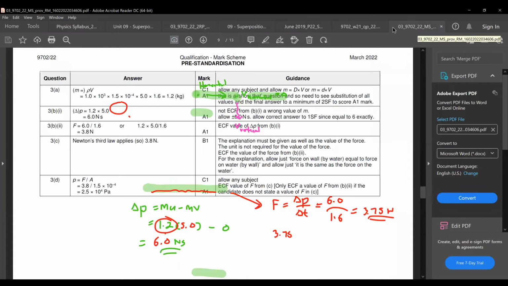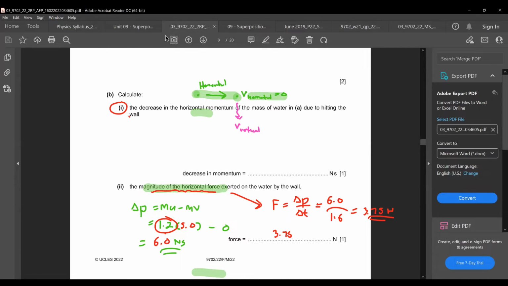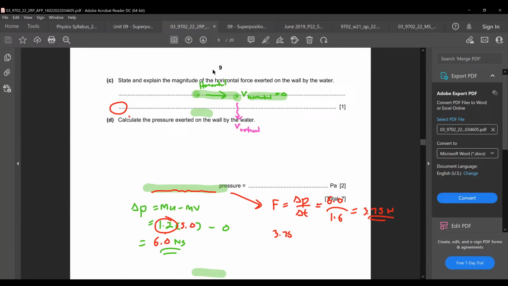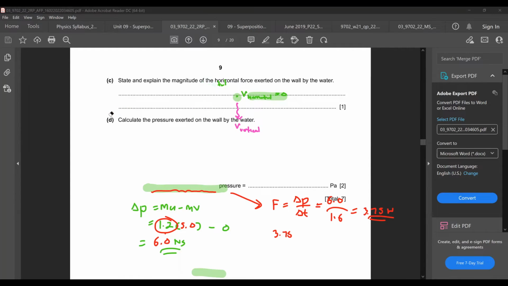Rounded to 2 SF, it is 3.8. Okay, so no issues here. Straightforward. Then after that, they ask you to state and explain the magnitude of the horizontal force exerted on the wall by the water.